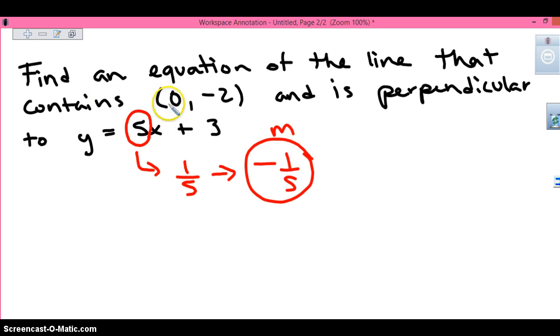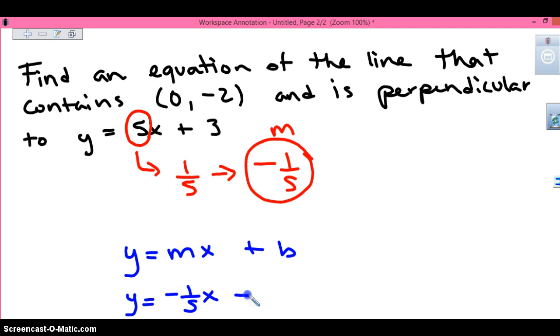Now we're given the ordered pair (0, -2). This ordered pair is the y-intercept. So we can use the slope-intercept form of an equation of a line, y = mx + b, and we can substitute our slope. So y = -1/5x - 2. Now we've substituted the y-intercept.